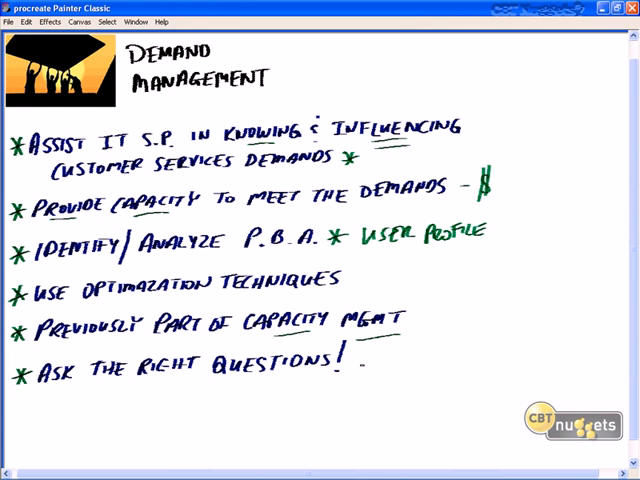Are we dealing with a retailer? Are we dealing with a manufacturer? Are we dealing with a service organization? When does the business need this capacity, and why do they need it? Does the benefit of providing this outweigh the cost of providing this? Okay? Just because they have a demand for something doesn't mean they can afford the solution.